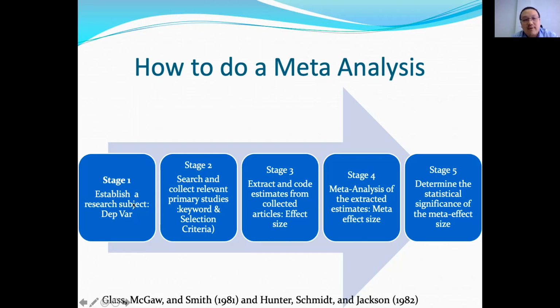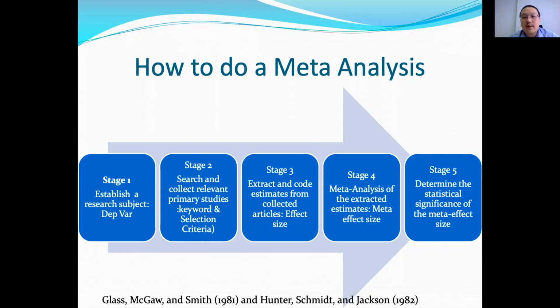First, you have to define a research subject. Defining the research subject means what relationship you want to look at, and what dependent variable you are looking into. We will see how it applies from my past research. Stage 1, we have to establish a research subject. And step 2, we have to search the relevant primary studies from the available databases.